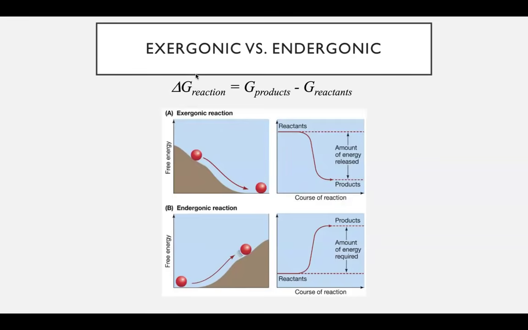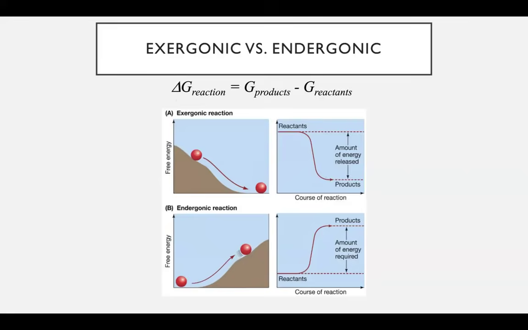Do you need to memorize the formula for delta G? For delta G, I think just know it's the total energy of products minus the total energy of the reactants. That's pretty much all you need to know. So if you have lower energy products and higher energy reactants, obviously products minus reactants, your overall delta G would be negative, which means exergonic.